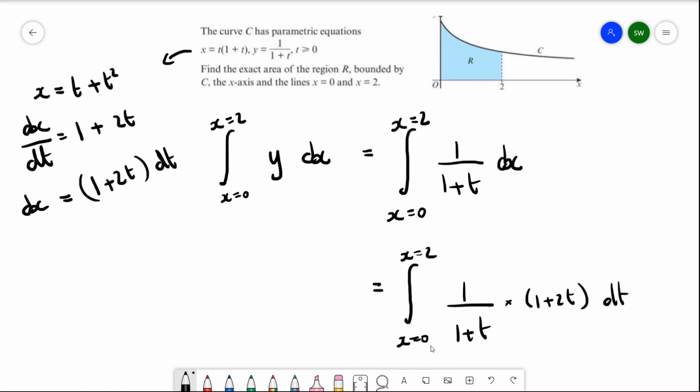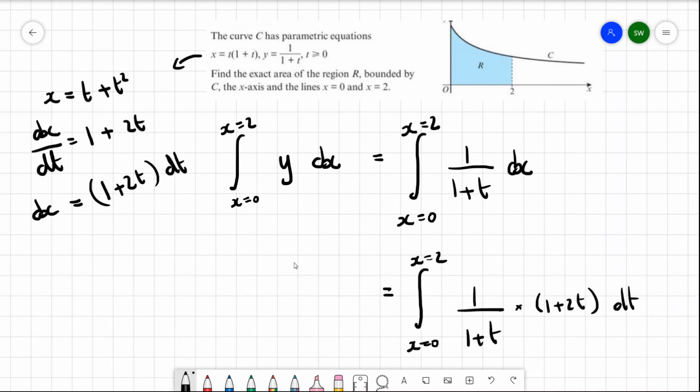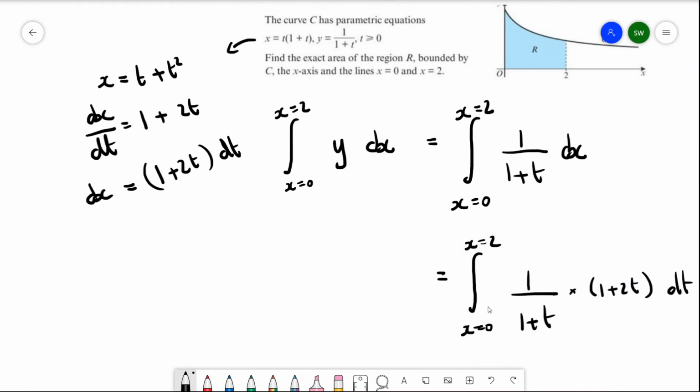So at the moment, I've got limits of x equals 0 and x equals 2. So I need to work out what is t equal to for each of these values of x. So when x equals 0, let's do the lower limit first. I know that using the x equation here, 0 would be equal to t plus t squared. So I could factorize that. In fact, it was already given in factorized form. So we get two solutions, either t is 0 or t is minus 1.